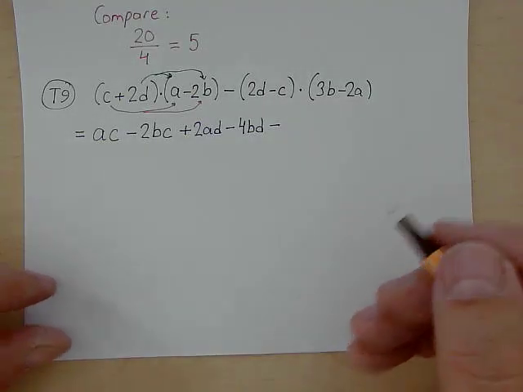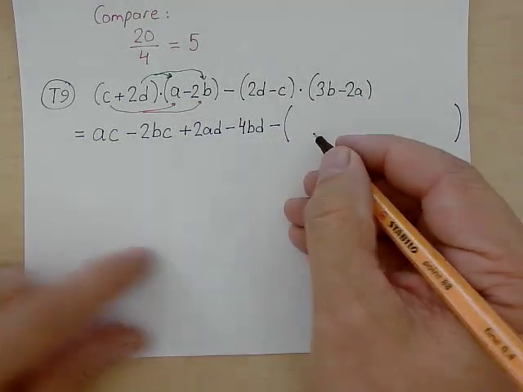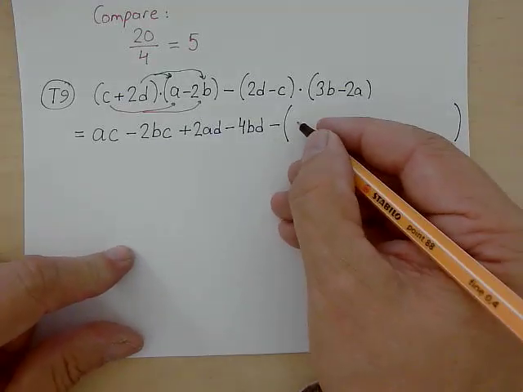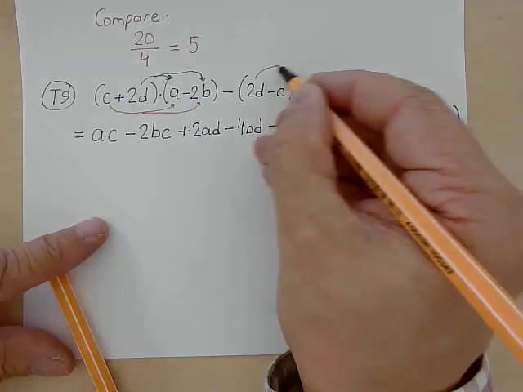Minus 6bd. I would put brackets here at this stage still, but that is okay. Minus 6bd. Minus 4ad.